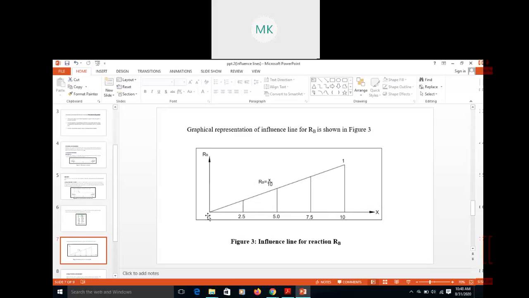Okay, and RB is nothing but, after calculation, x by 10. If we consider x as 0, you will get 0. If we consider 2.5, just calculate it. Similarly, up to 10, 10 by 10, you will get 1. This line gives you 1. Okay, here it is written 1. Are you able to see this? Is it visible to you? Yes, sir. Okay. Are you able to get it?